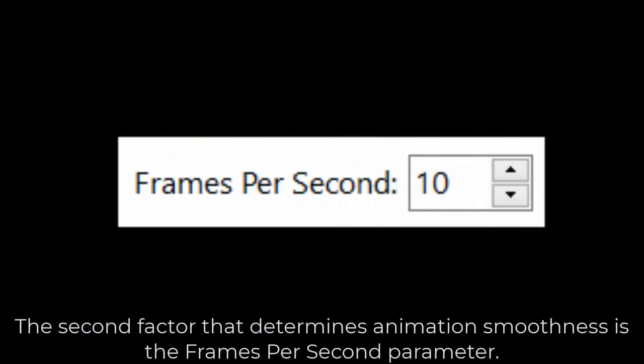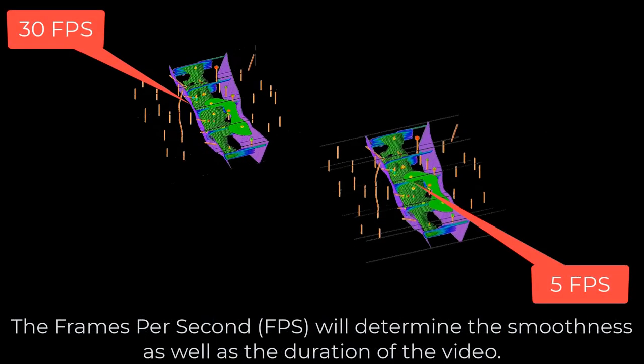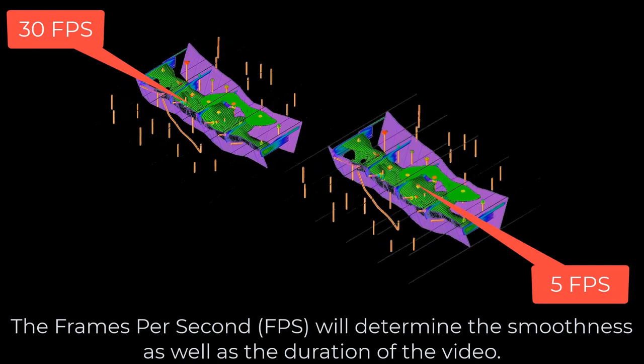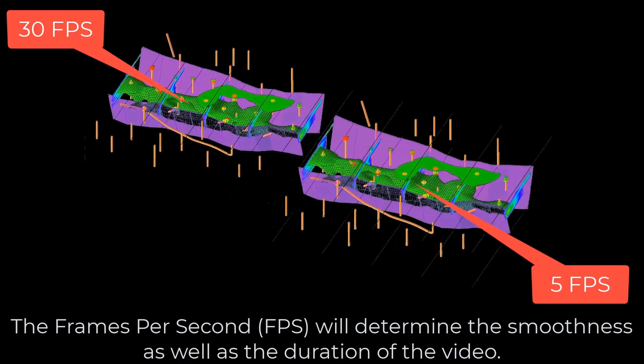The second factor that determines animation smoothness is the frames per second parameter. The frames per second, or FPS, will determine the smoothness as well as the duration of the video.